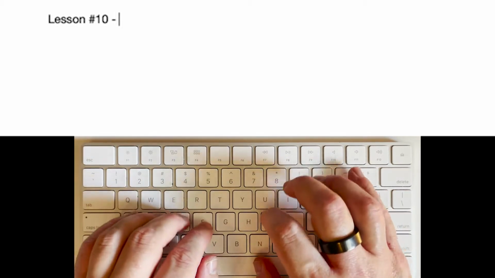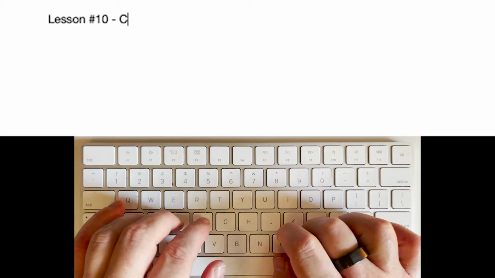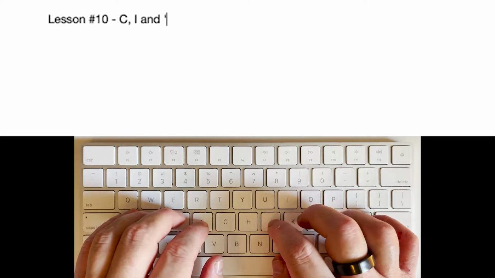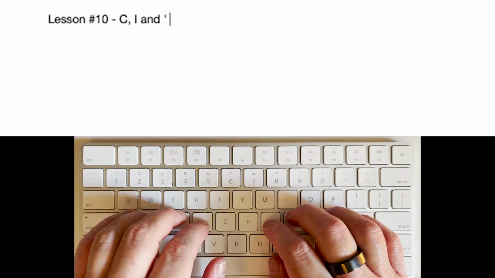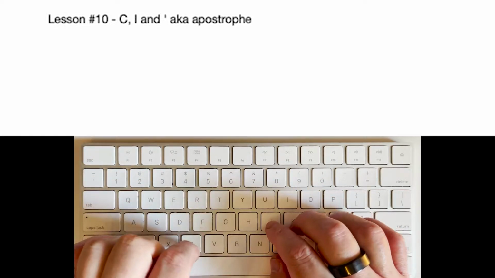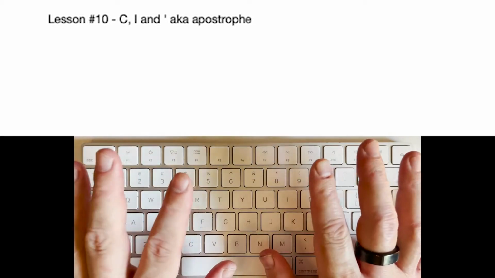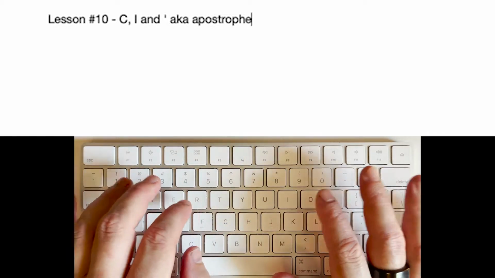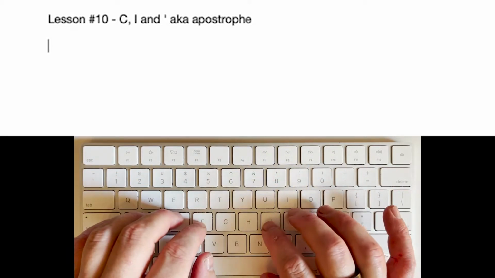In lesson 10, we're going to learn C, I, and this, also known as apostrophe. And so it's a little bit of an intense one, but it's actually going to be pretty good and very easy, actually. So let's get started.